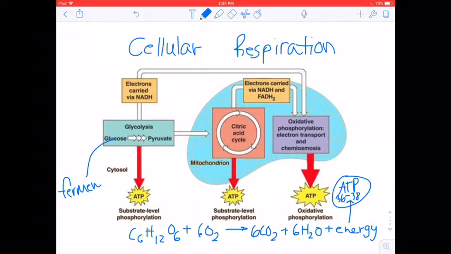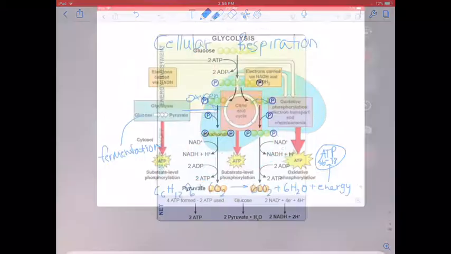In aerobic respiration, glycolysis is followed by the citric acid cycle, commonly referred to as the Krebs cycle, the electron transport chain, and oxidative phosphorylation. So if oxygen is present, pyruvate will go to the citric acid cycle, or acetyl coenzyme A will, and the citric acid cycle is followed by oxidative phosphorylation and the ETC.